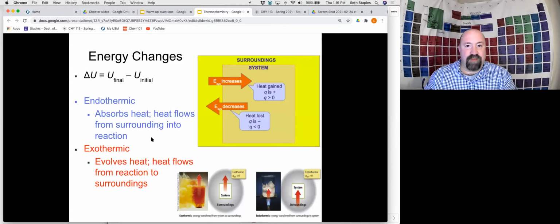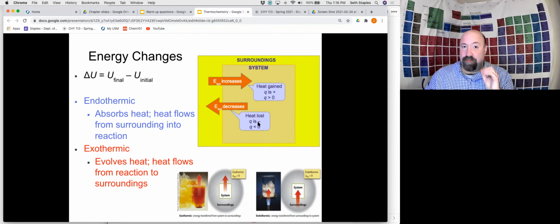And so we do have some different terms for that. In cases where our system is absorbing heat, and so Q is positive, we call that an endothermic process. Our system is absorbing heat, heat is flowing from the surroundings into the reaction. Versus an exothermic process. In an exothermic process, heat is being lost by the system into the surroundings, and so Q is negative. That's an exothermic process.